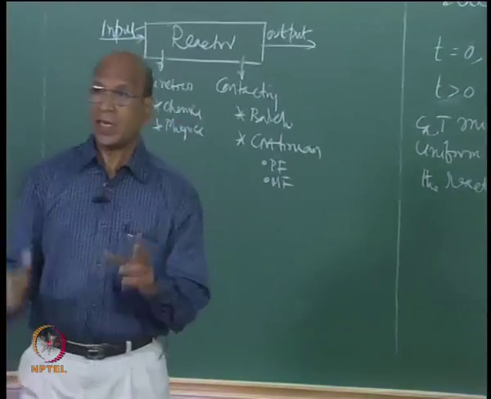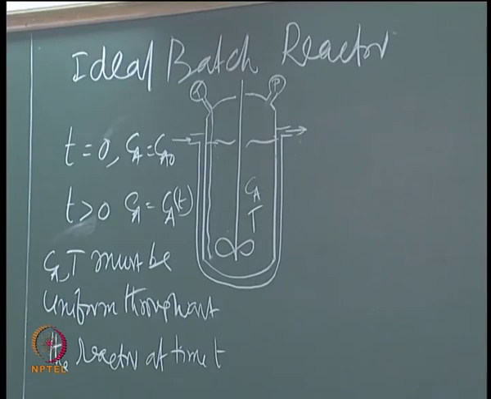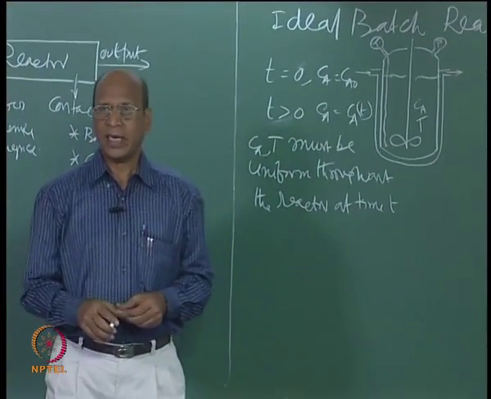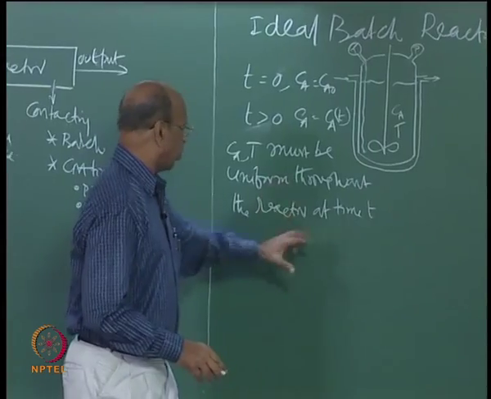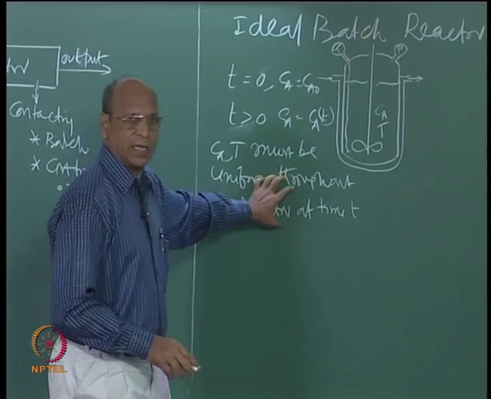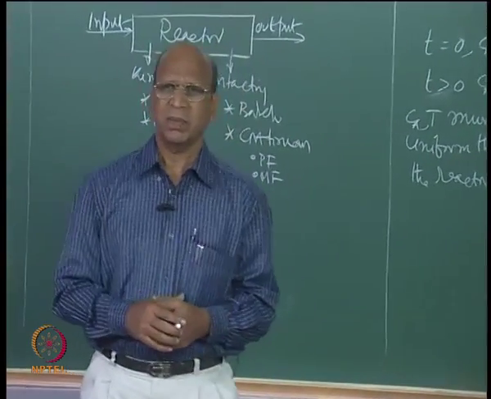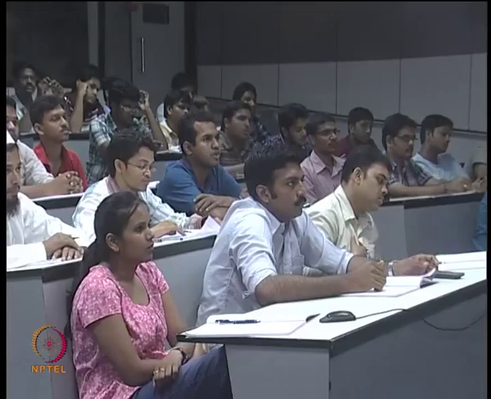It is only uniform, it is not same. If it is same means there is no reaction. All the time if it is same only C A naught, then there is no reaction. Okay. It must be uniform throughout at any particular instant of time when you look. Right? So, okay. Now, my question is, this is the condition for ideal batch reactor, but why should I assume that? What will happen if I do not assume?